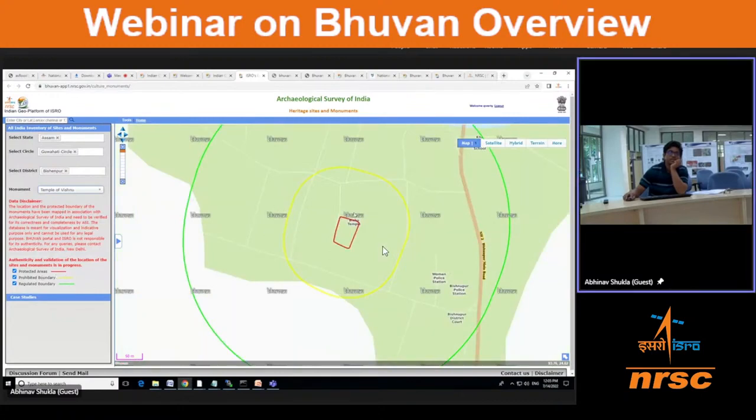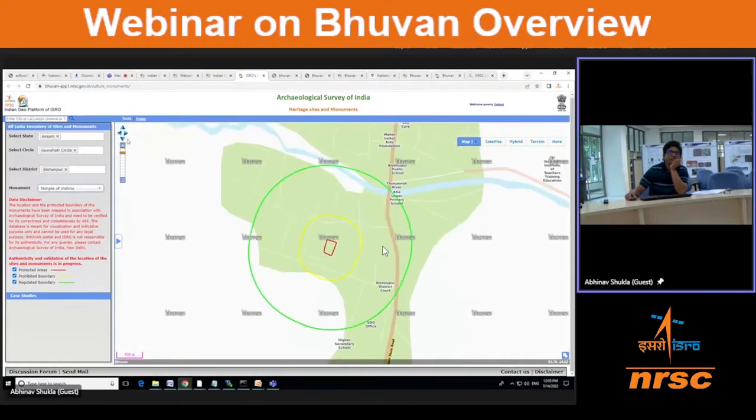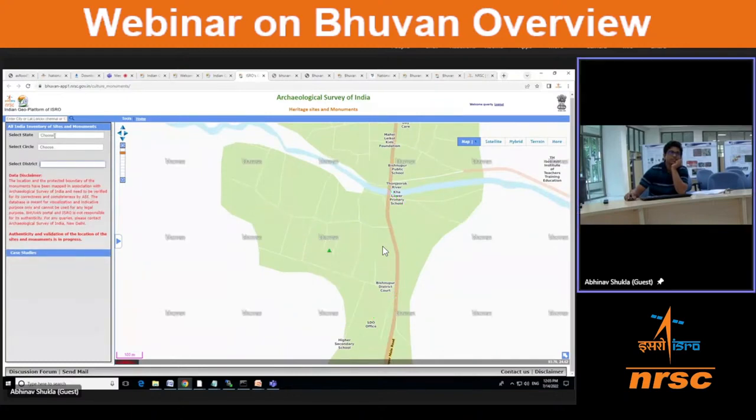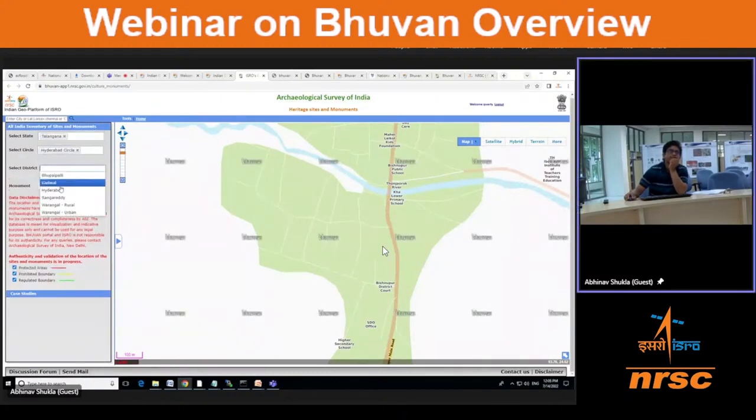Here is the legend given: red, yellow and green. Red is the protected area, yellow is the prohibited area and green is the regulated boundary. Using this, you can get the protected area, prohibited boundary and regulated boundary for a selected monument. I will select a different state now. I will select Telangana, Hyderabad circle.